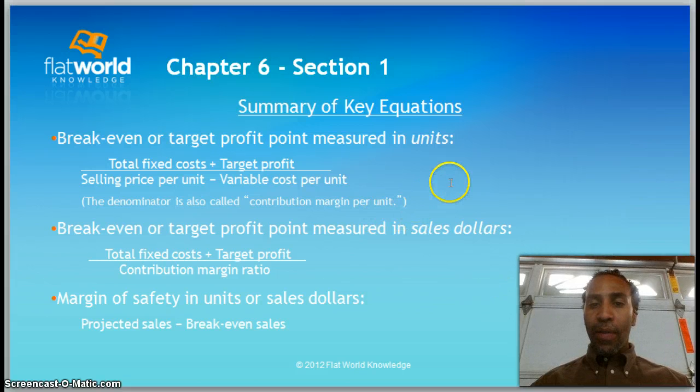Break-even or target profit point measured in units: total fixed cost plus target profit, divided by selling price per unit minus variable cost per unit. Break-even or target profit point measured in sales dollars: total fixed cost plus target profit, divided by your contribution margin ratio. Margin of safety in units or sales dollars: projected sales minus break-even sales. So see part 2 and we will continue this lecture.